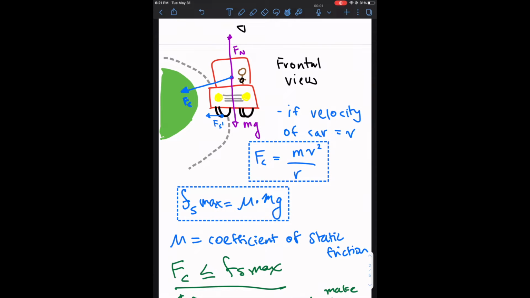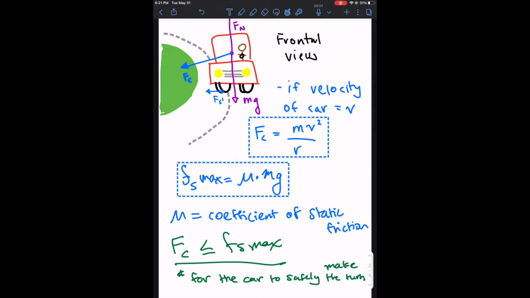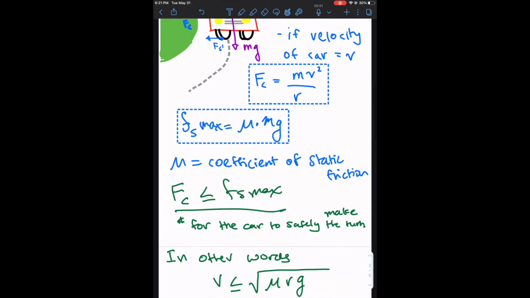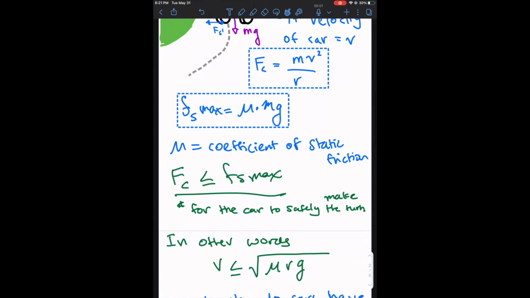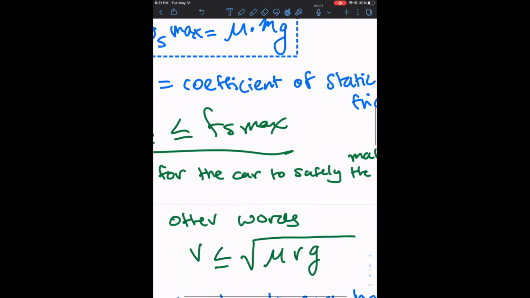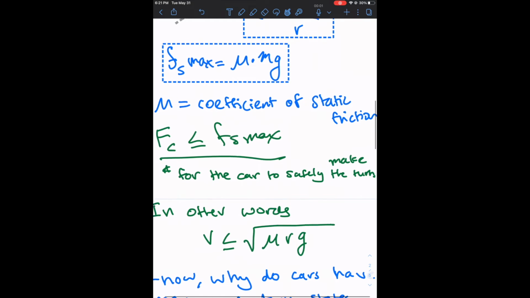And then the static friction's maximum value is mu times mg, and mu is the coefficient of static friction. So for the car to safely make the turn, the centripetal force must be less than or equal to the maximum static friction value. By subbing in the earlier equations, you can simplify the equation, and you can figure out that velocity has to be less than or equal to the square root of mu times the radius times gravity. So this is the value that determines the maximum velocity of the car when it's taking the turn on a flat surface.